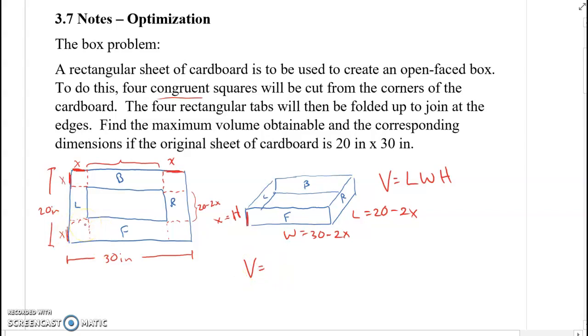But they all change dependent on one another, right? So if I change x, I change all of them. So length times width times height is just all of these multiplied together: x times (20 minus 2x) times (30 minus 2x). So we can pick whatever x value we want within reason, within the constraints of the physical problem.